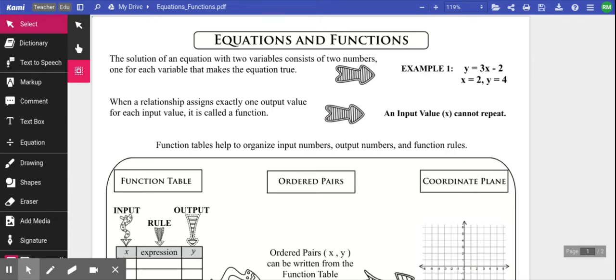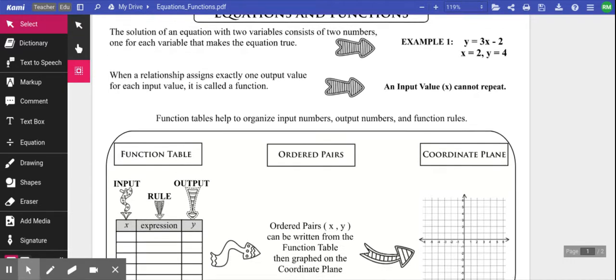Okay, so equations and functions. The solution of an equation with two variables consists of two numbers, one for each variable, that makes the equation true. When a relationship assigns exactly one output value for each input, it's called a function. So we'll get into these words and definitions later on. Right now, we're just going to do the math part of it, okay? So you don't need to really understand what this is saying. Like I said, we'll get into that on another day.